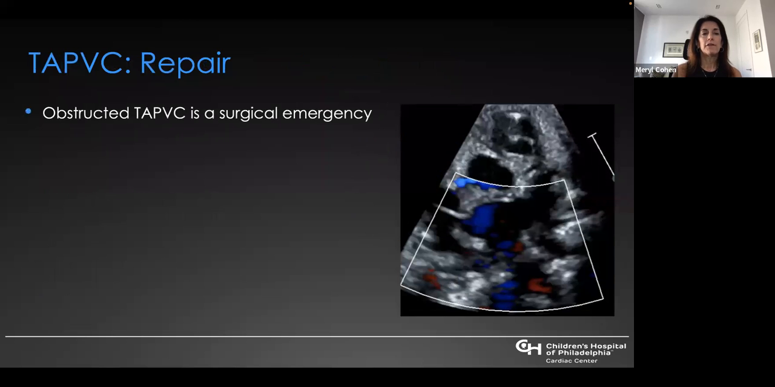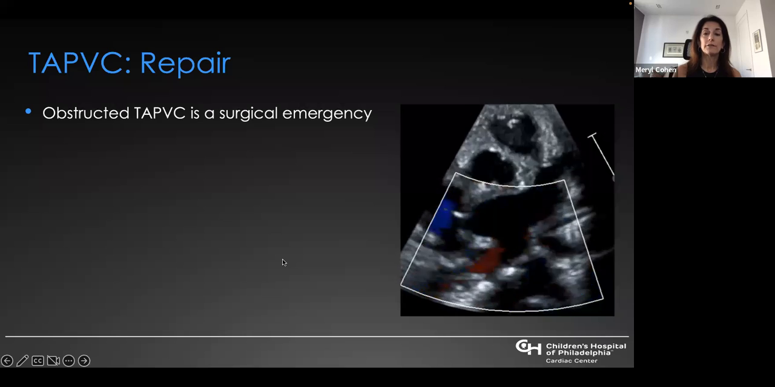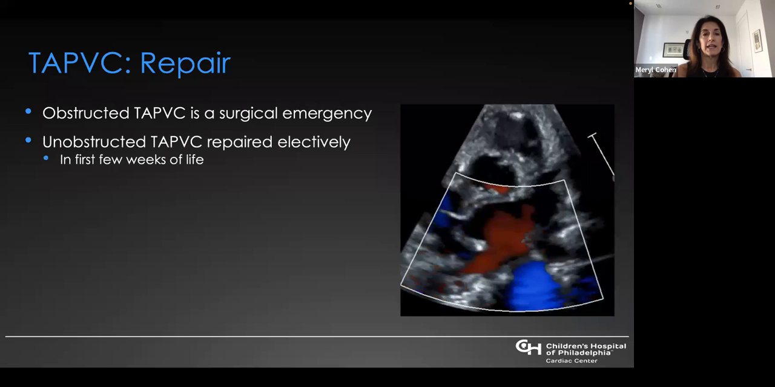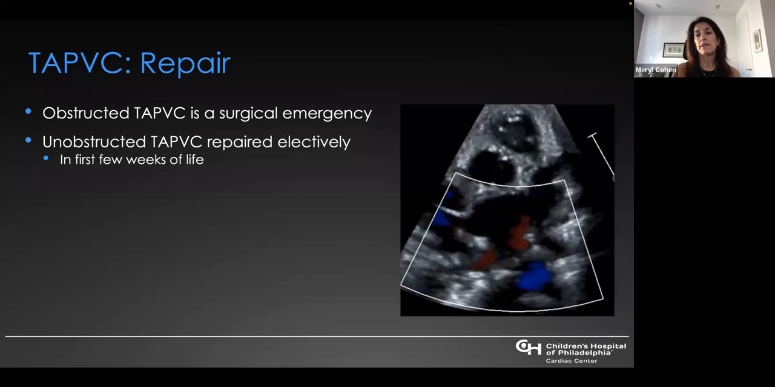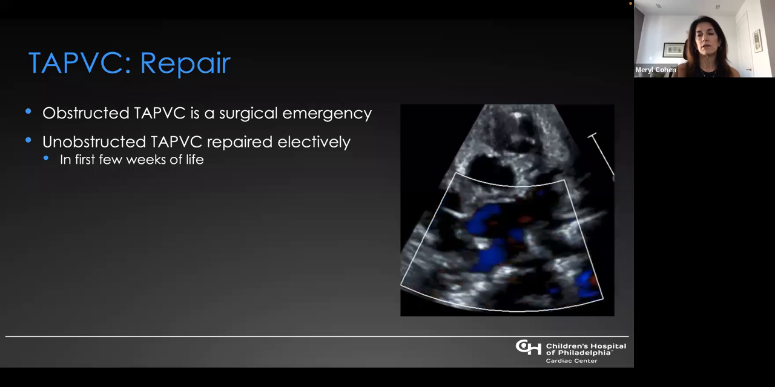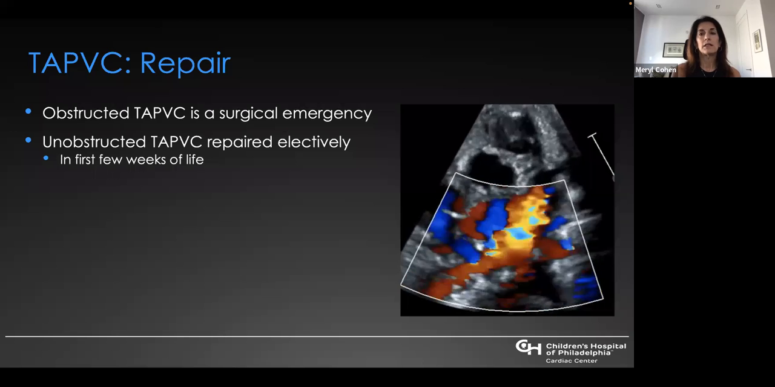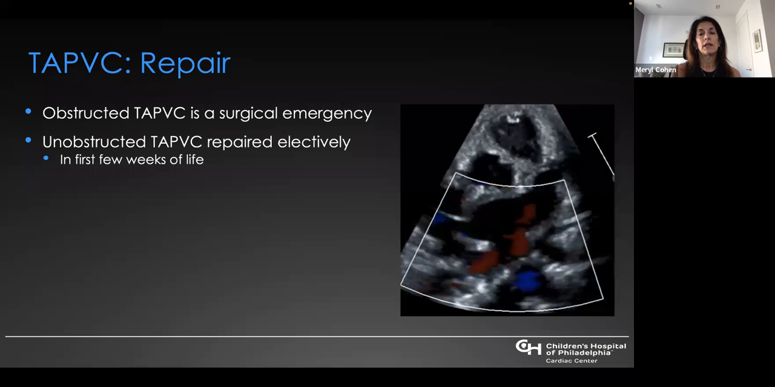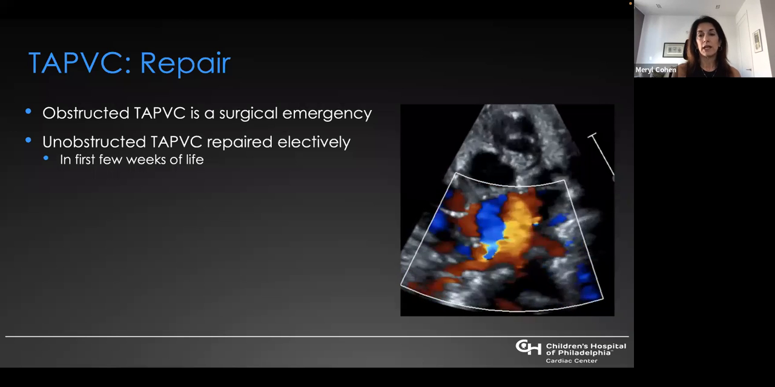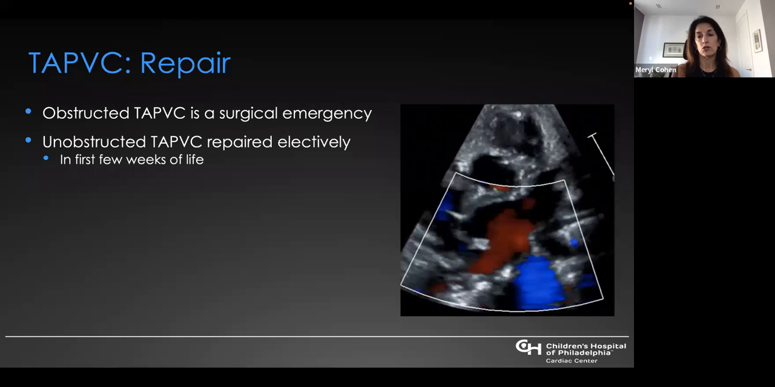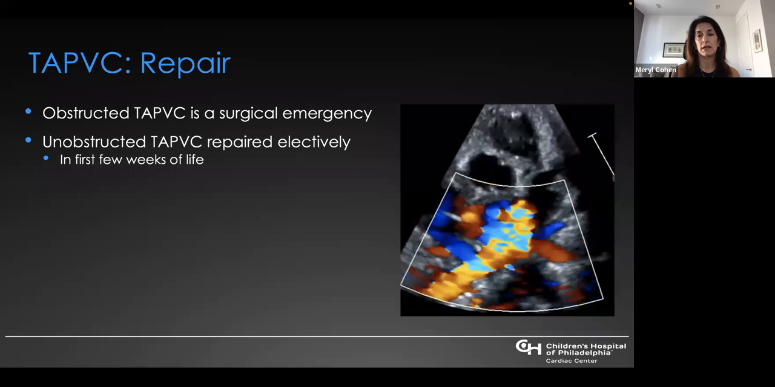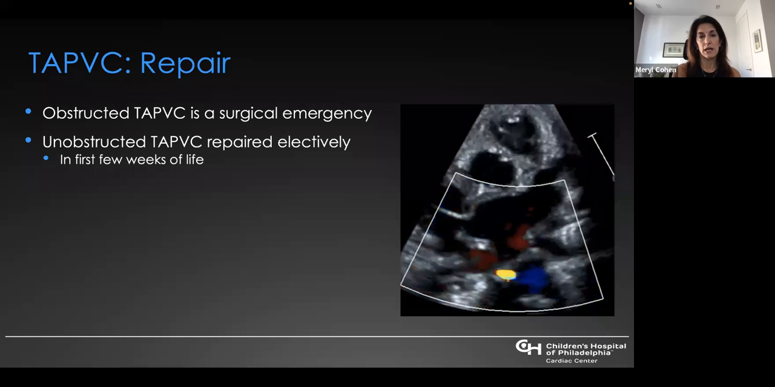The repair that is performed is attaching the confluence directly to the left atrium. If you have obstructed total anomalous pulmonary venous connection, this is a surgical emergency. There is nothing we can do medically to help those patients. You have to either put them on ECMO support if you can't get them to the operating room right away, or take them to the operating room urgently. This is the type of operation that sometimes has to be done in the middle of the night.